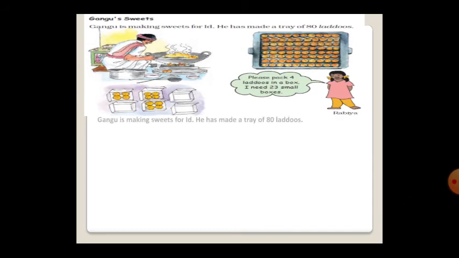Gangu's sweets. Gangu is making sweets for Eid. He has made a tray of 80 laddus.